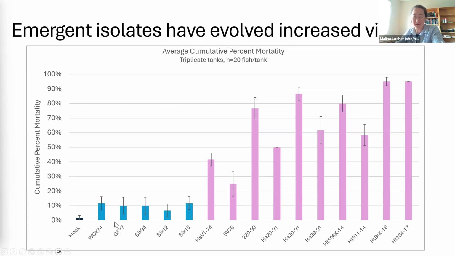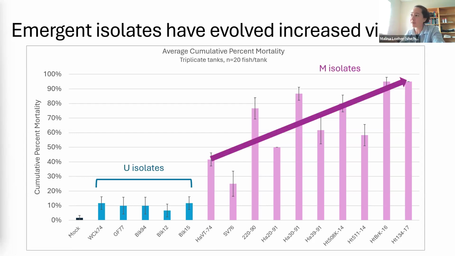So here, I've tried to keep coloring mostly consistent. Each one of these isolate bars on the bottom is a different virulence metric for an isolate. And then we have cumulative percent mortality on the y-axis. All of the blue bars are the U genogroups, and all of the purple or pink bars, depending on your screen, are those M genogroups, which seem to be increasing through time. They're organized by order of their collection year here. This is in line with farm observations, though this is kind of cool to see in this selection of just 15 isolates or 10 M isolates.